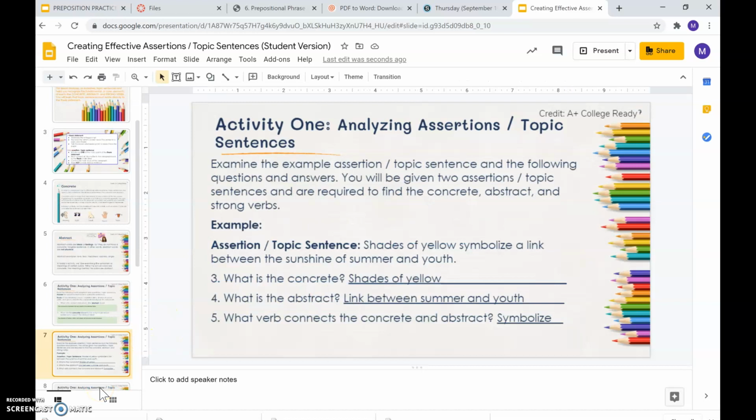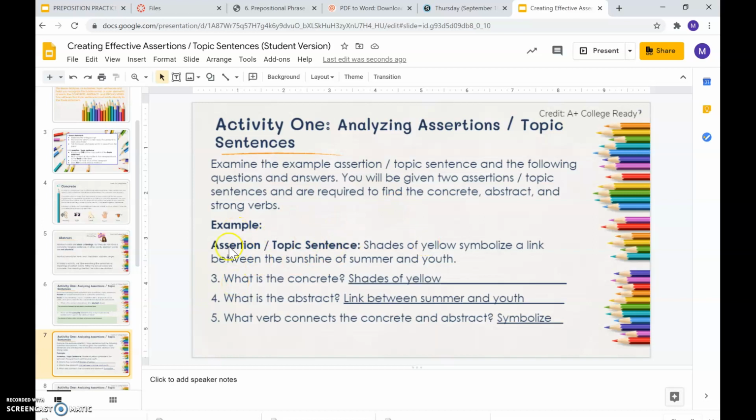Okay. So this is another example that has already been done for you. We're going to examine the assertion or topic sentence, which is right here. And then we're going to answer the following questions. I've already answered them, so we're just going to talk over it. Okay? We need to find the concrete, abstract, and then some strong verbs. So number 3, what's the concrete?